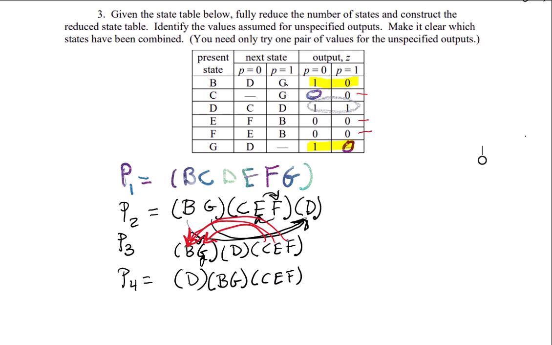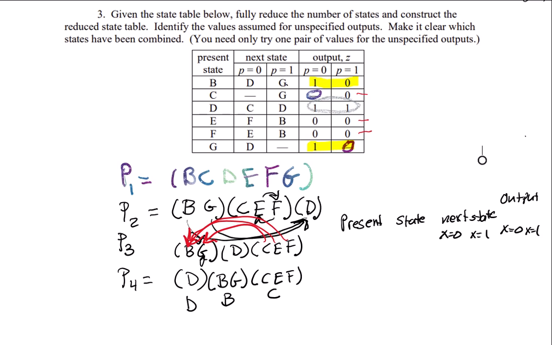So we now have it reduced, and we can just choose an element for each one. Let's choose B here, and let's choose C here, and D here. So present state, next state, x equals 0, x equals 1, and output, x equals 0, x equals 1. So our present states are B, C, and D.